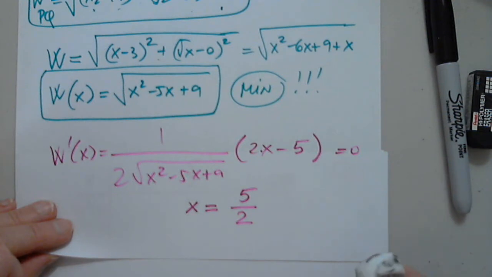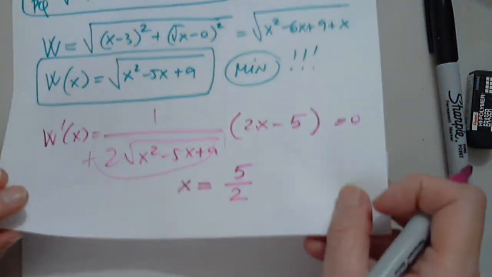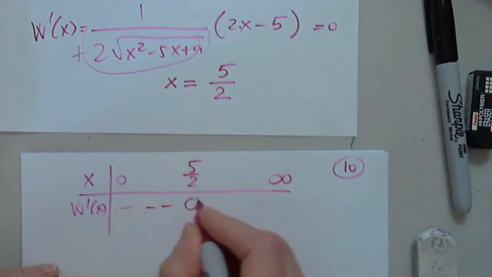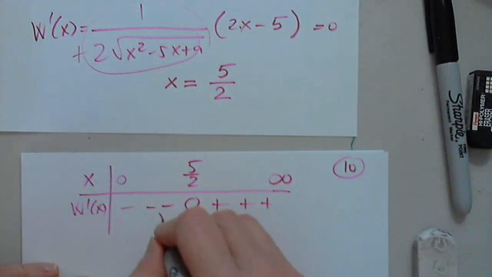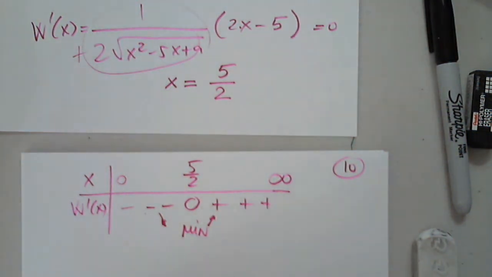Yes? No? No, because this is always positive, of course. I only study the sign of this. To the left of 5 halves is negative, to the right of 5 halves is positive. So this is typical for a minimum. So I showed that this function has a minimum.